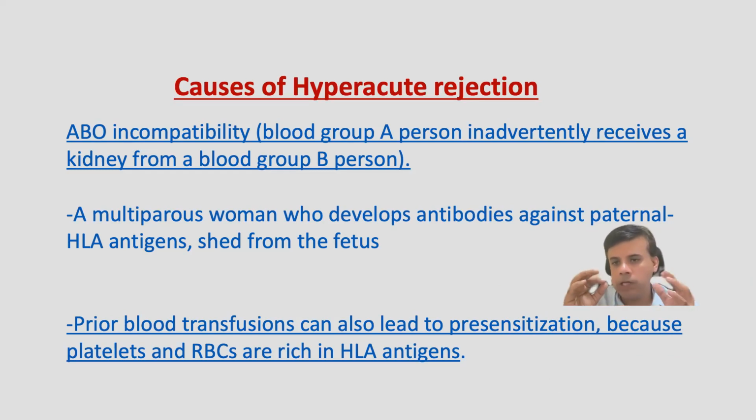So here the antibodies are directed against the HLA antigen, and even prior blood transfusion can sensitize towards that and can cause development of anti-HLA antibodies. So three conditions we discussed: ABO incompatibility, multiparous woman, and prior blood transfusion. So remember the three factors that are very important for hyperacute rejection.